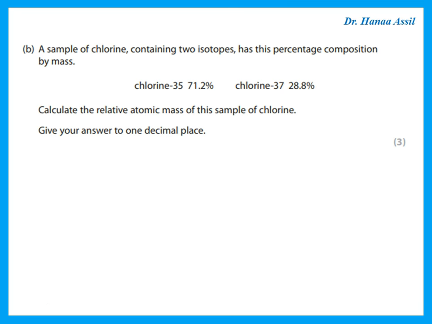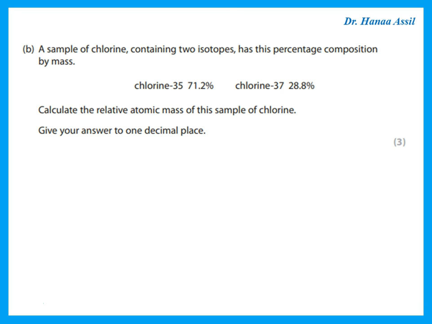A sample of chlorine containing 2 isotopes has this percentage composition by mass. So he's telling me I have 2 isotopes of chlorine, one with mass number 35. Remember these numbers 35 and 37, that is the mass number. So one isotope of chlorine has a mass number of 35, and that is 71.2% of chlorine atoms. Now the other isotope has a mass of 37, and only 28.8% of atoms have this mass number.